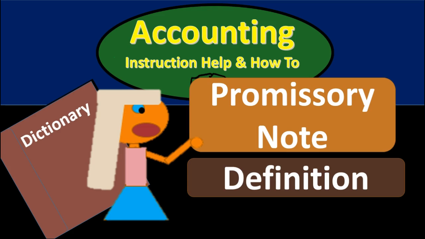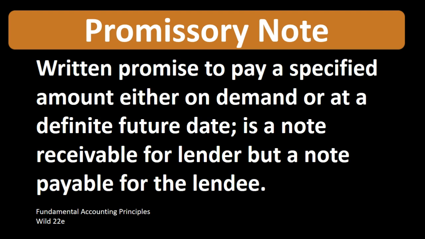Hello, in this lecture we will define promissory note. According to Fundamental Accounting Principles, Wild 22nd edition, the definition of promissory note is a written promise to pay a specific amount either on demand or at a definite future date. It is a note receivable for the lender but a note payable for the lendee.